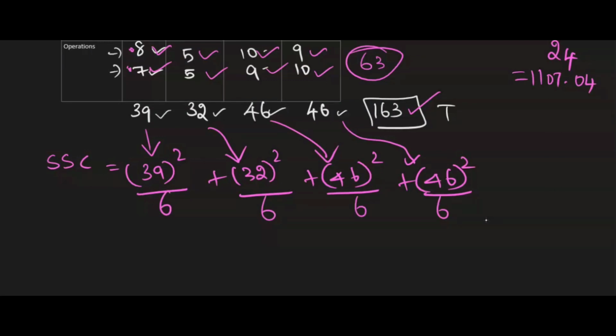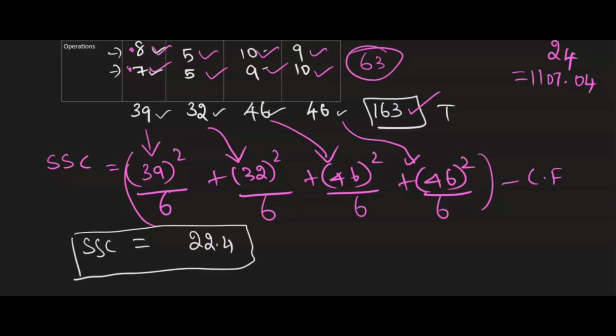Okay. So this is your SSC, and then minus, what is the formula always? This minus correction factor. So you have to calculate this, and this value is supposed to be 22.4, your SSC. Please be careful with the calculations to avoid silly mistakes.